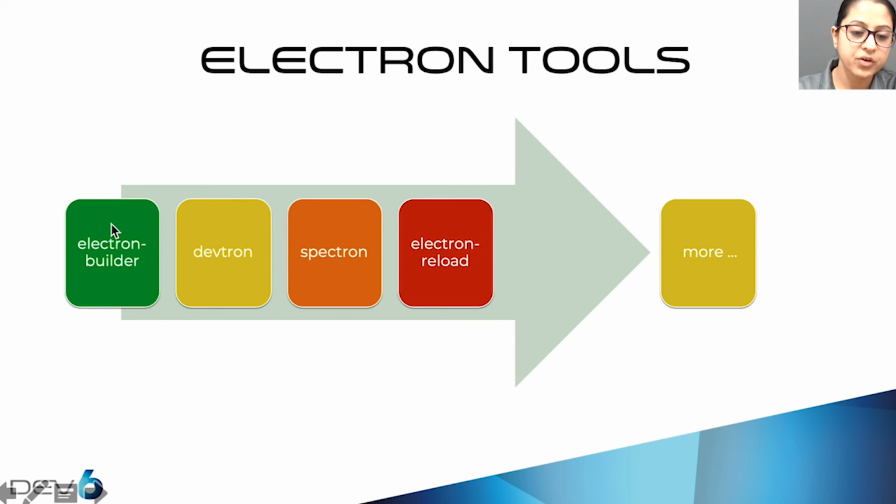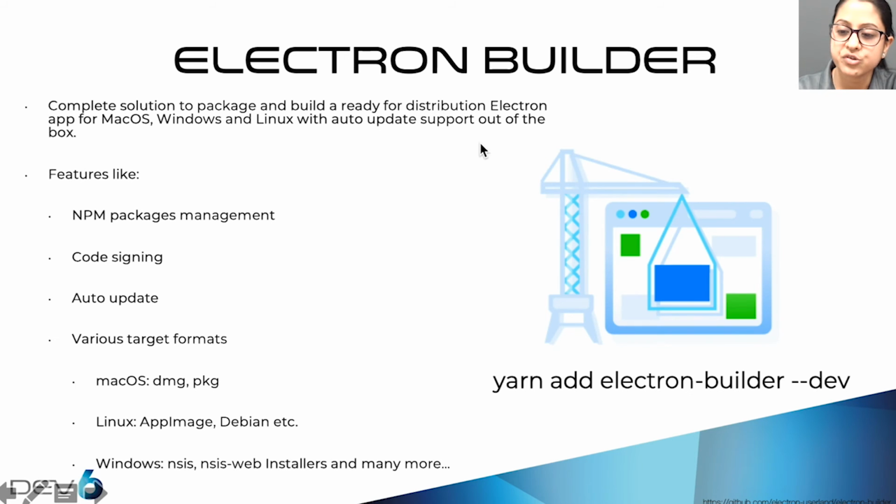So a few of them are Electron Builder, Devtron, Spectron, Electron Reload. So I'll go through one at a time. So first one is Electron Builder. I'm sure you will also end up using this because this makes your life so easy. It helps you to package and build a ready for distribution Electron app for three environments: macOS, Windows, and Linux, and auto update support is inbuilt in there. So you need not do something extra for it.